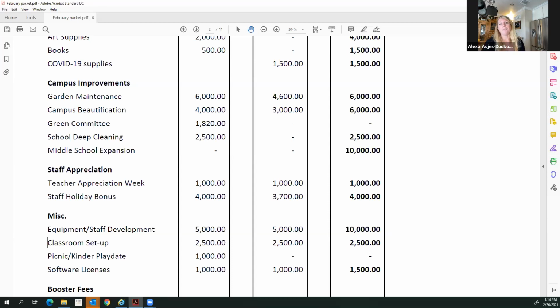So I don't know if we'll end up using that whole budget. But again, what doesn't go towards campus beautification will realistically go towards the middle school expansion as well, which it looks like is allocated in the budget, but again, that's going to be a fairly large expense as we go moving forward.